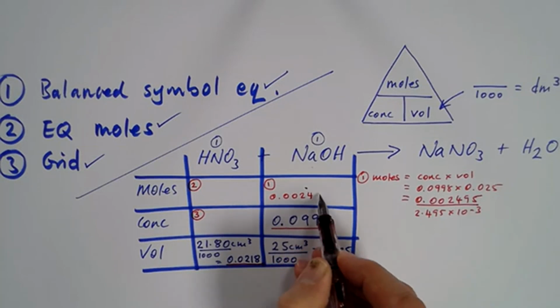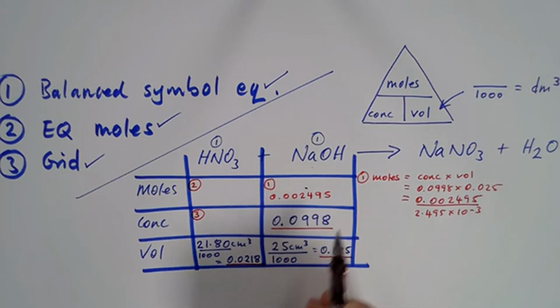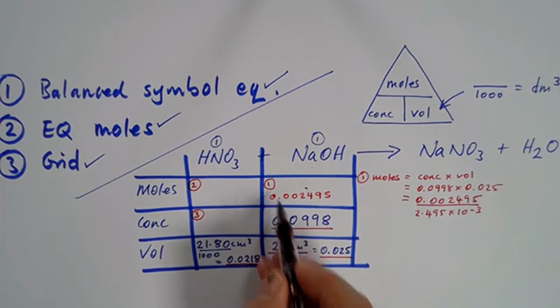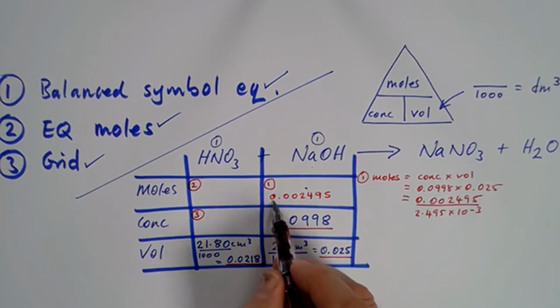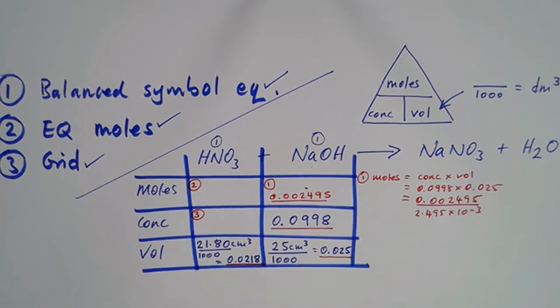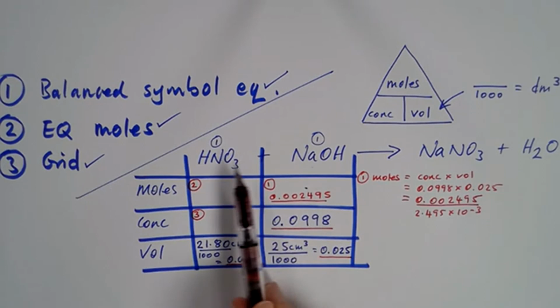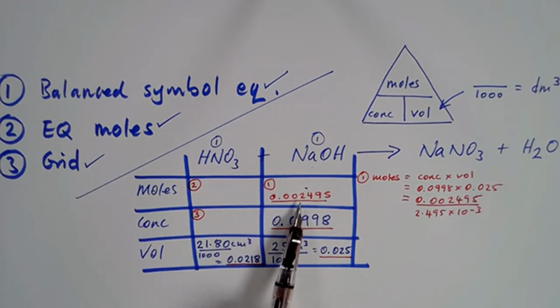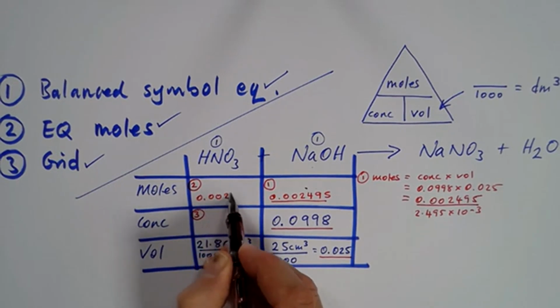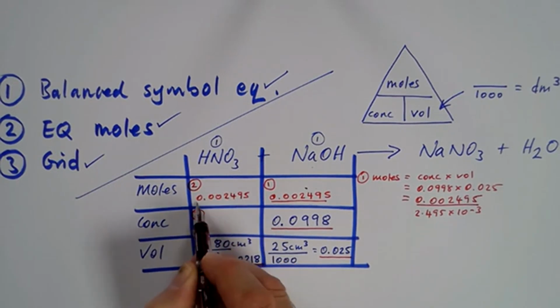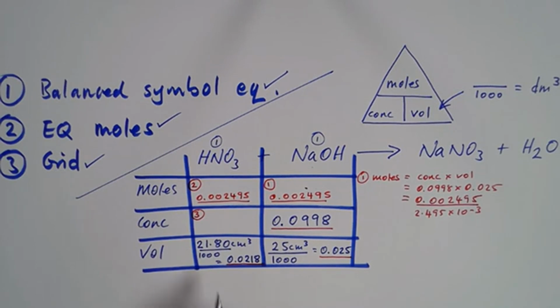Some questions might ask you to round up or to put it to a certain number of significant figures, as this one has, but we'll do that when we come to the concentration. So we've now got the moles of the sodium hydroxide. Now, because the ratio is 1:1 between the sodium hydroxide and the acid, we also know that the number of moles of acid must be the same as this. So we can transfer that number over here.